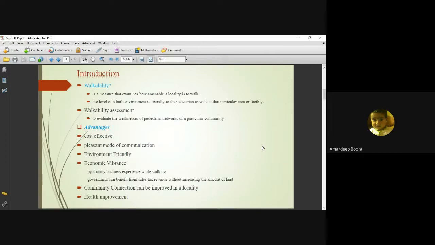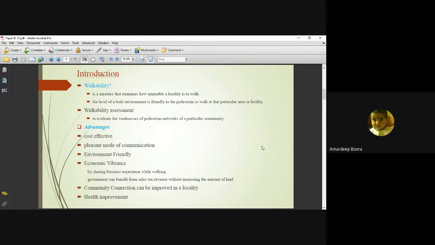So, introduction: what is walkability? It is the measure that examines how amenable a locality is to walk, how free pedestrians feel to walk in a specific location or neighborhood, which defines how pedestrian friendly the built environment is, so that they can travel without any restriction or difficulties. Before the invention of vehicles, there were two modes of movement: walking and the bullock cart. But after the invention of vehicles, people are not focusing on walkability. So there is a need to assess the weakness of the pedestrian network of a specific community.